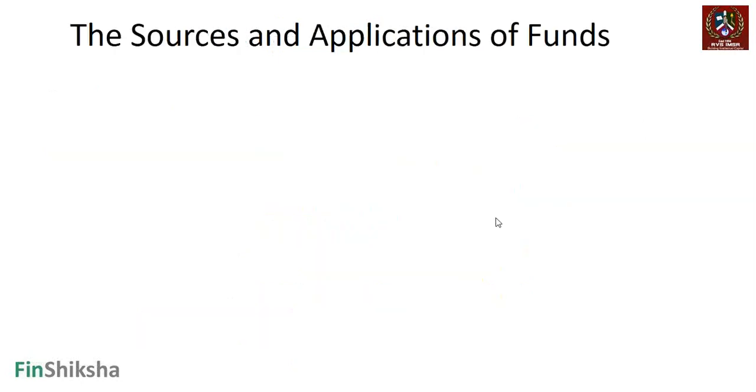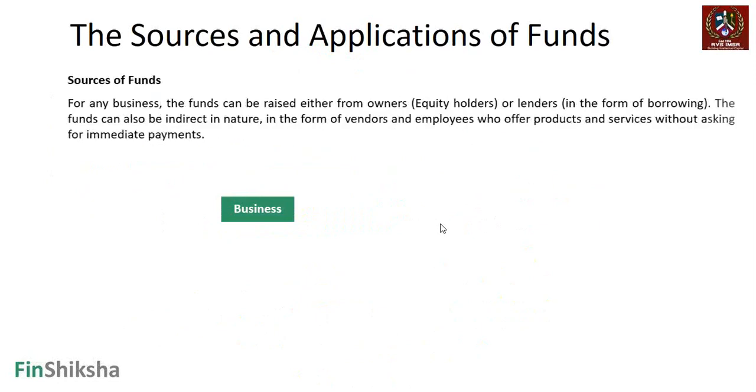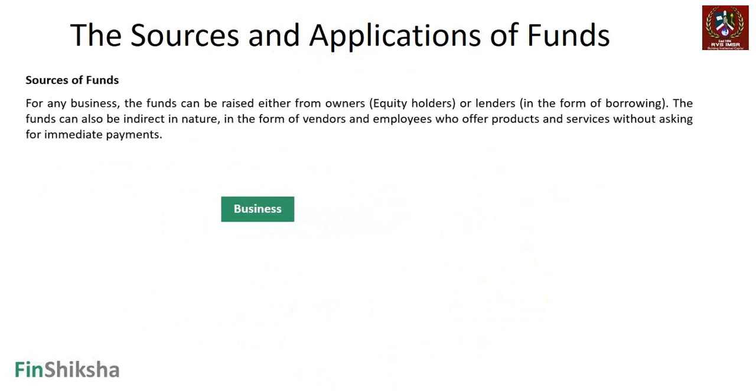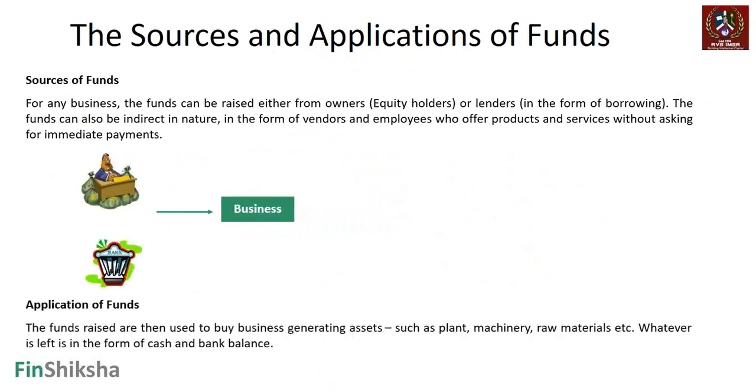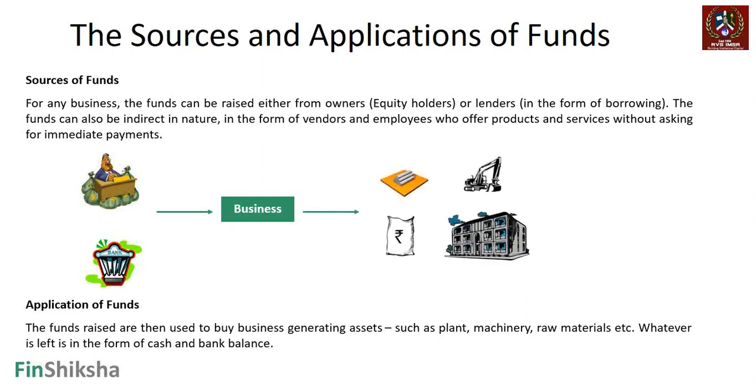So now let's understand this application of sources and application of funds, right? This is a business, and the sources of funds can be raised from owners. You could get money from owners, or you could get money from banks in the form of lenders. The funds can be indirect in nature, and we'll look at those separately. Then you can apply these funds. Where do you apply these funds? Those funds could get applied in buying factories, some sort of raw material, some sort of machinery, and the remaining would lie in the form of cash. There is no other use of it, right?